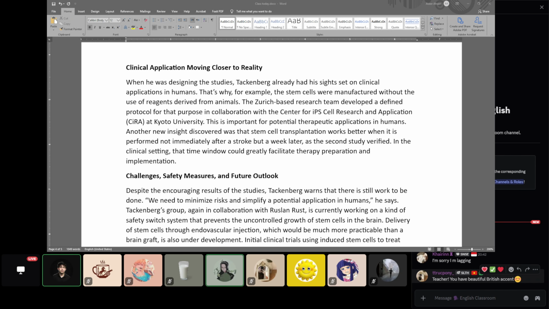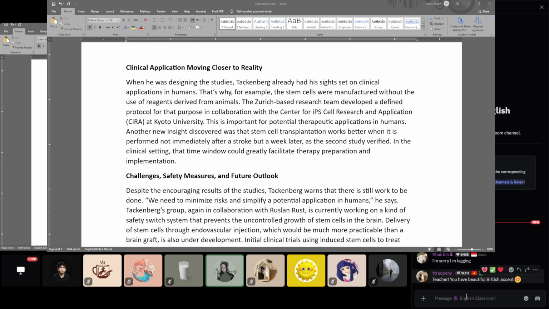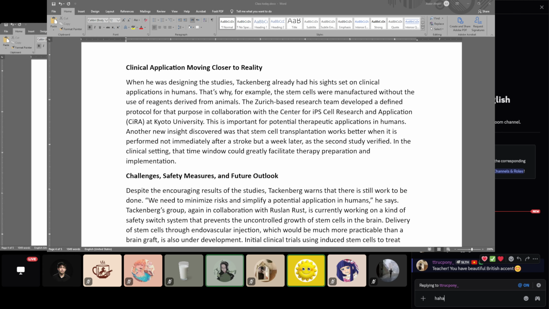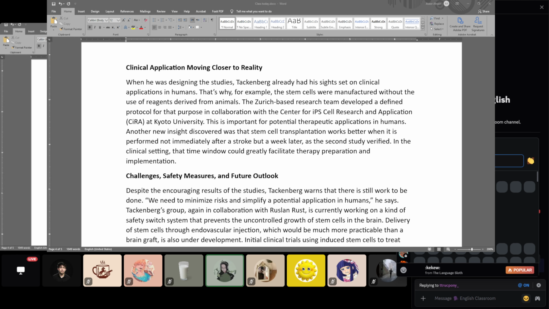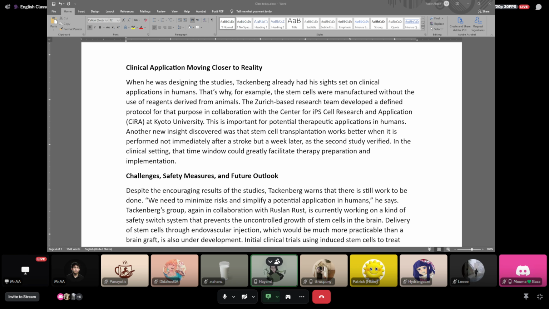Clinical application moving closer to reality. When he was designing the study, Teckenberg already had his sights set on clinical application in humans. That's why, for example, the stem cells were manufactured without the use of regions derived from animals.